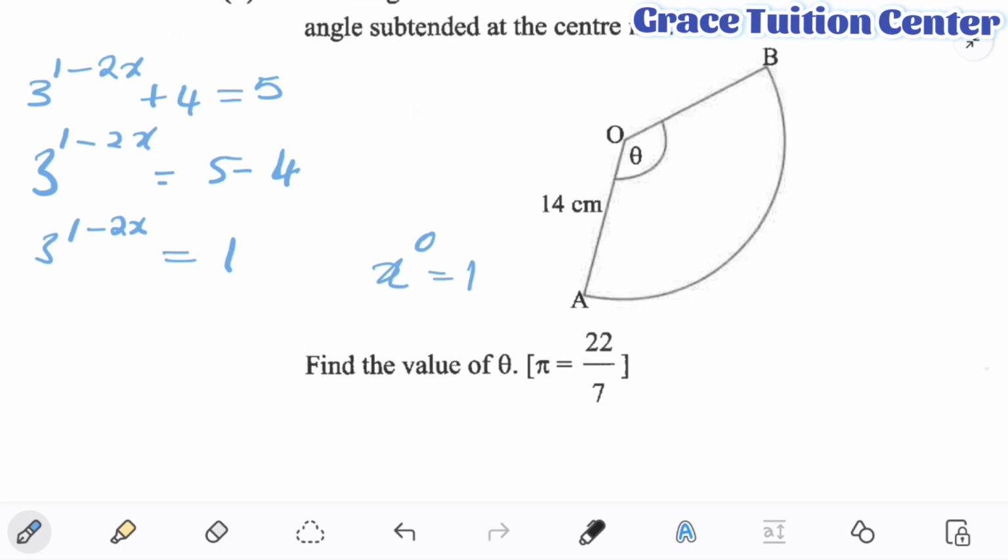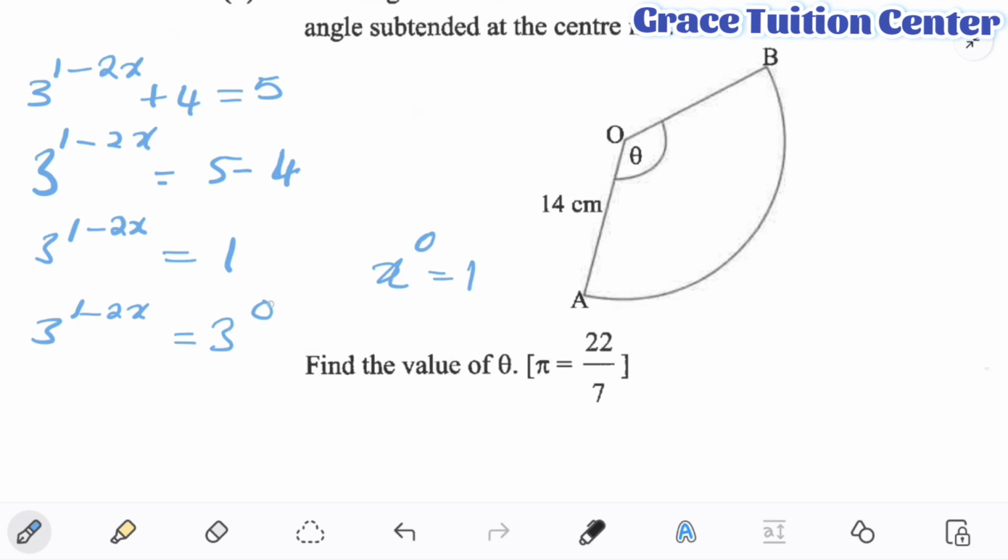Remember, this question falls under the topic index equations, or equations that involve indices. So you must be familiar with that topic also for you to successfully write your exam. So here we have 3 to the power 1 minus 2x. Then this part here will become 3 to the power 0.